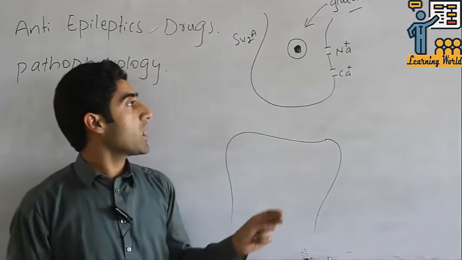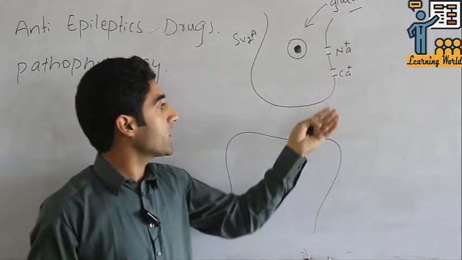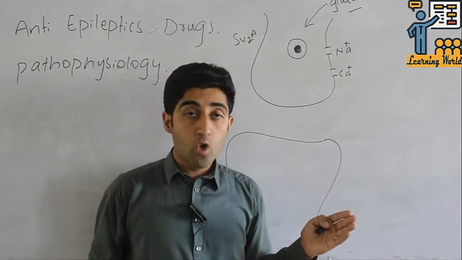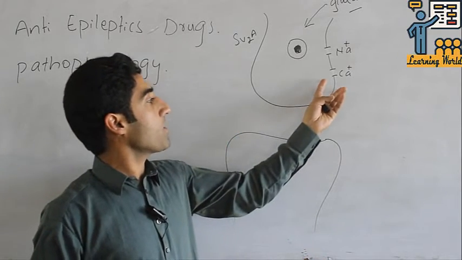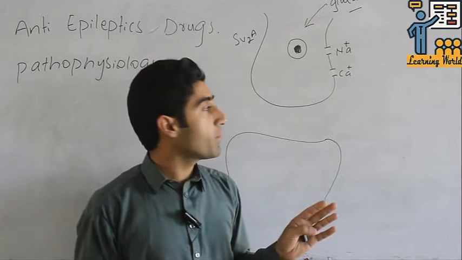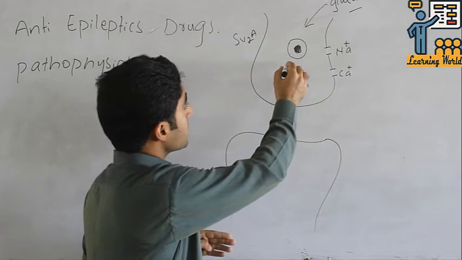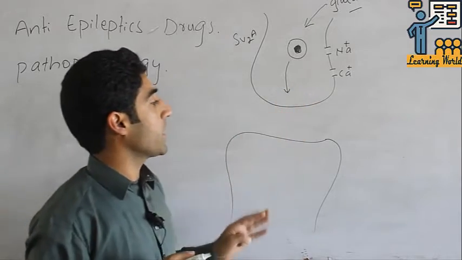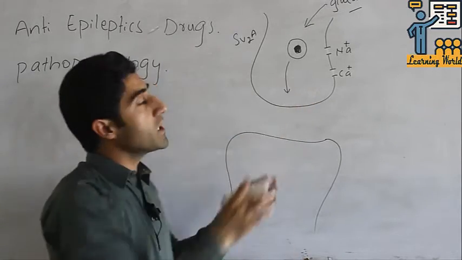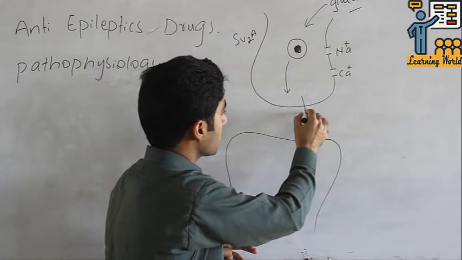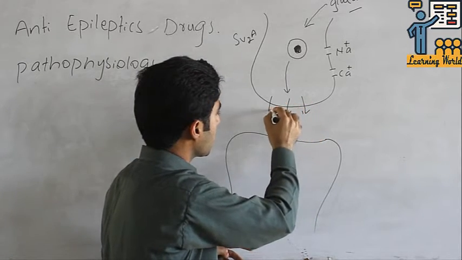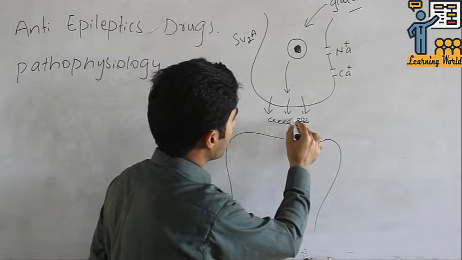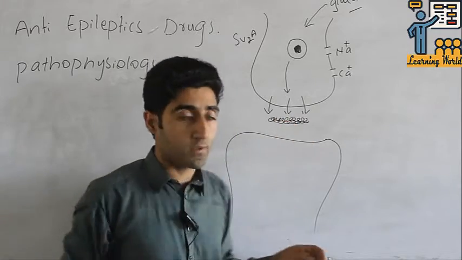When the action potential is generated, the sodium channel will open and increase the concentration of calcium ions inside the presynaptic membrane. When the calcium ion concentration increases, it has the ability to fuse this vesicle to the membrane. Here they will release their glutamate towards this synaptic cleft, this synaptic space.